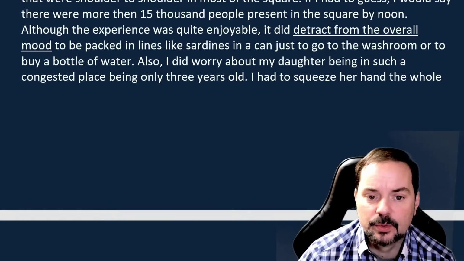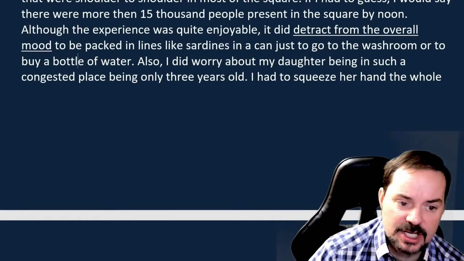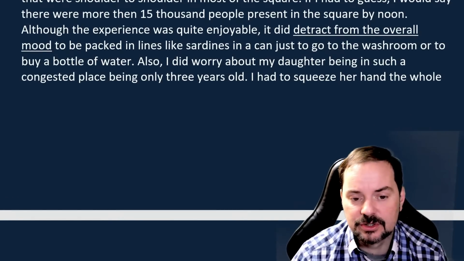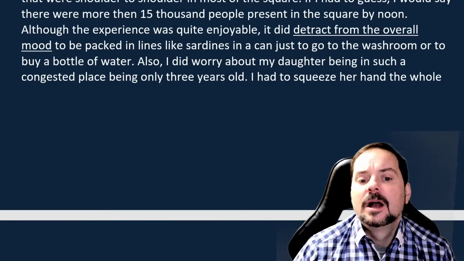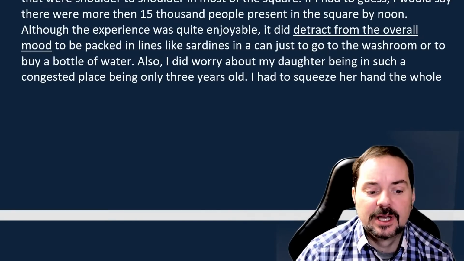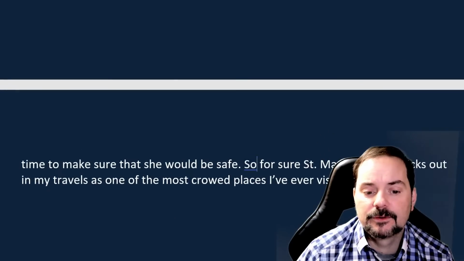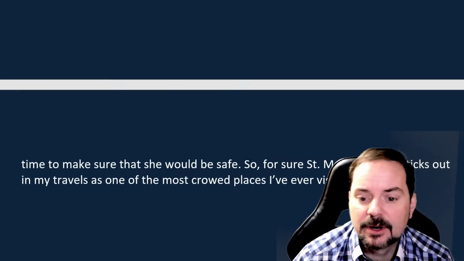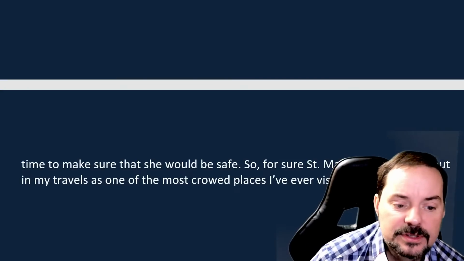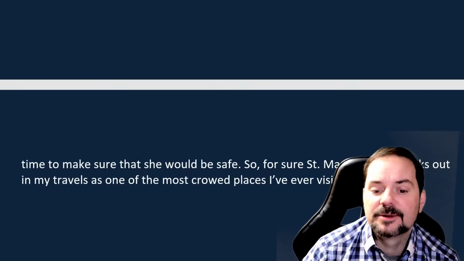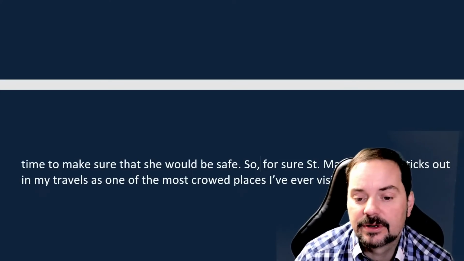Also, I did worry about my daughter being in such a congested place, being only 3 years old. I had to squeeze her hand the whole time to make sure that she would be safe. So, for sure, St. Mark's Square sticks out in my travels as one of the most crowded places I've ever visited.